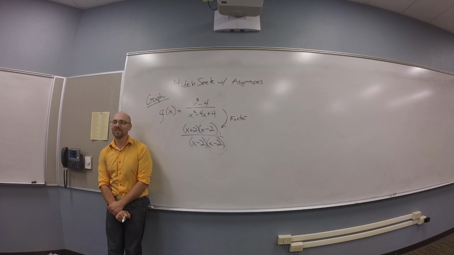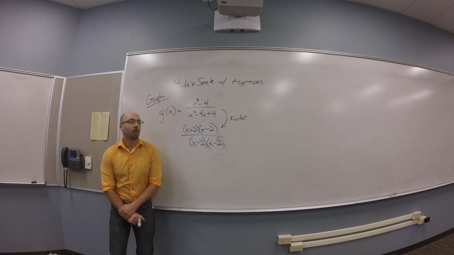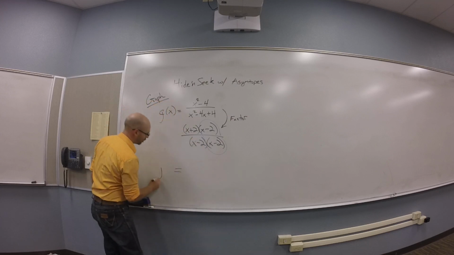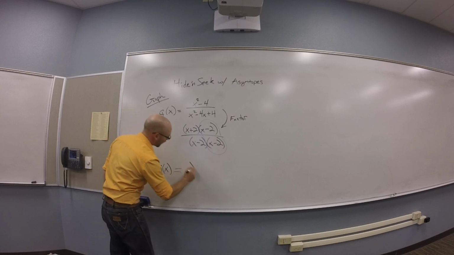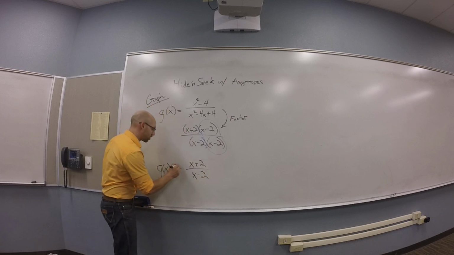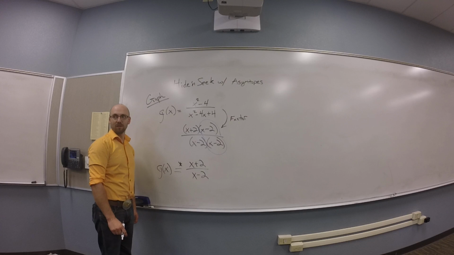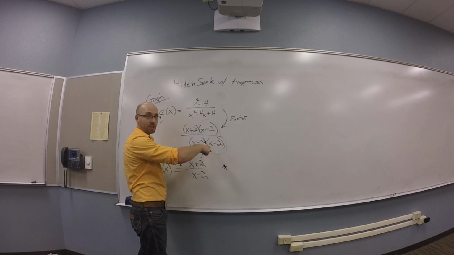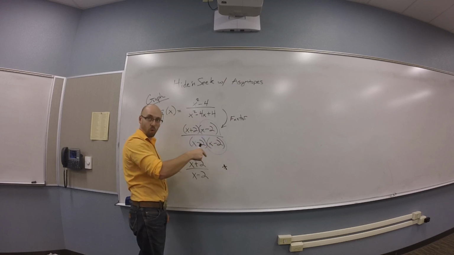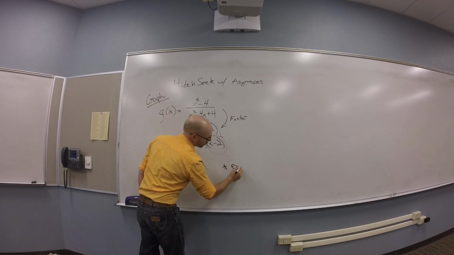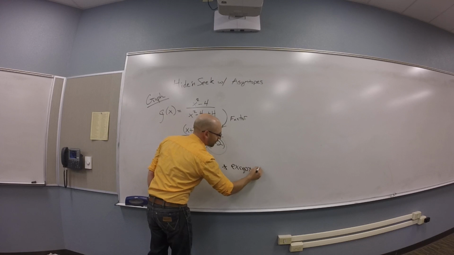I have x minus 2s that I could cancel, right? Theoretically, yes. So what you would be saying is g of x is x plus 2 over x minus 2, right? This is true except for when this is 0 over 0. Because x minus 2 over x minus 2 is 1, except for when it's undefined. So there really should be some kind of asterisk that says except when x is 2.